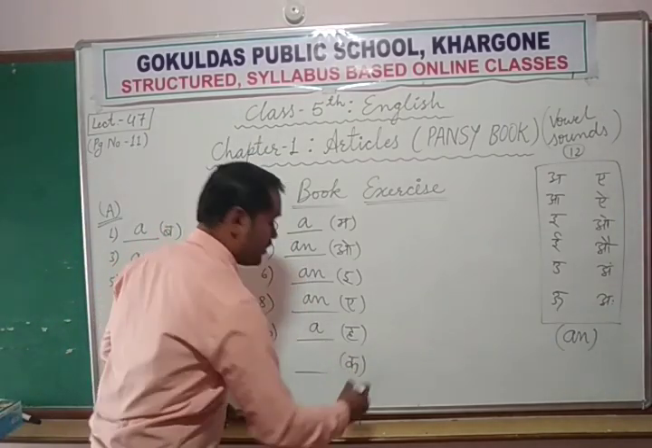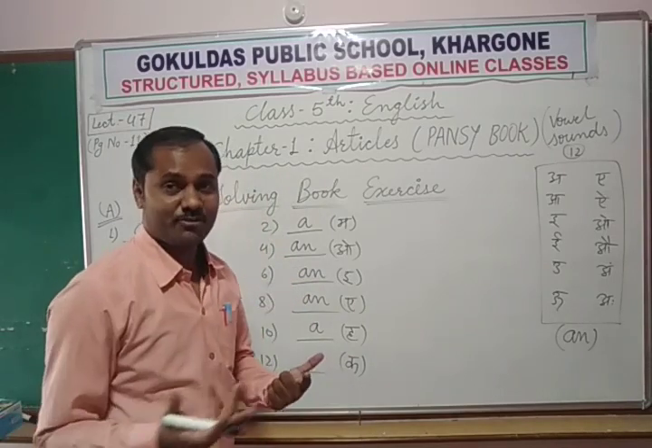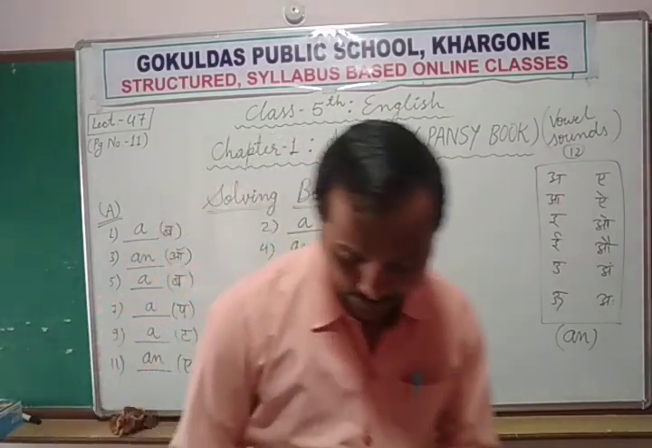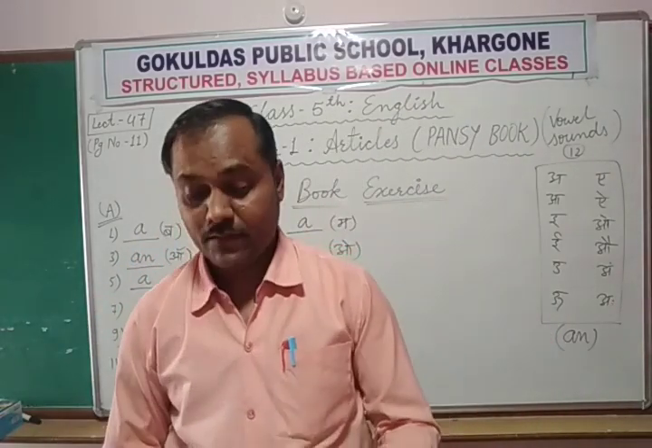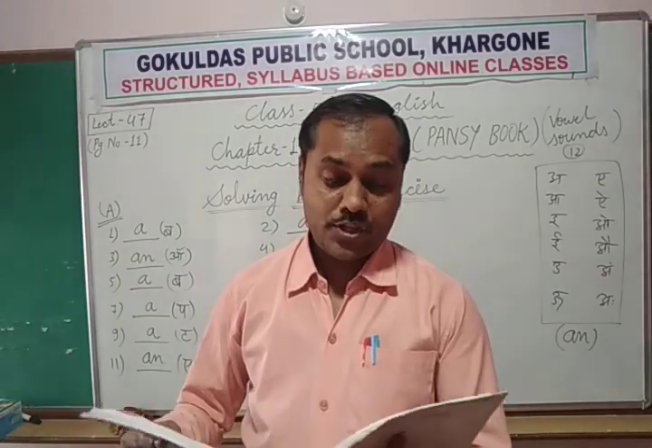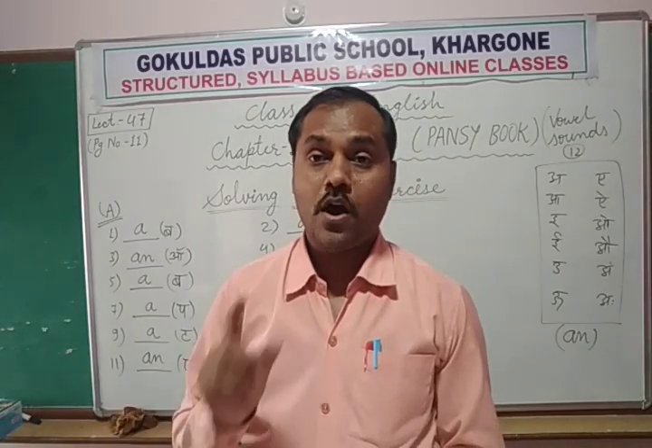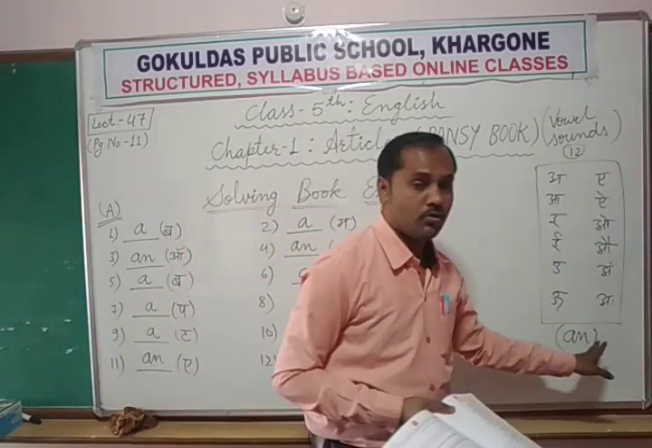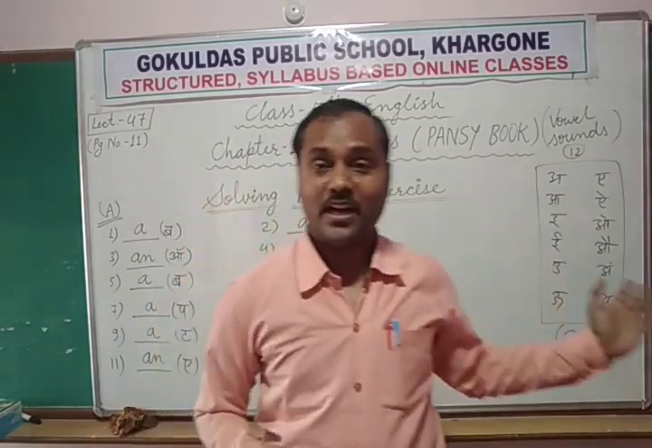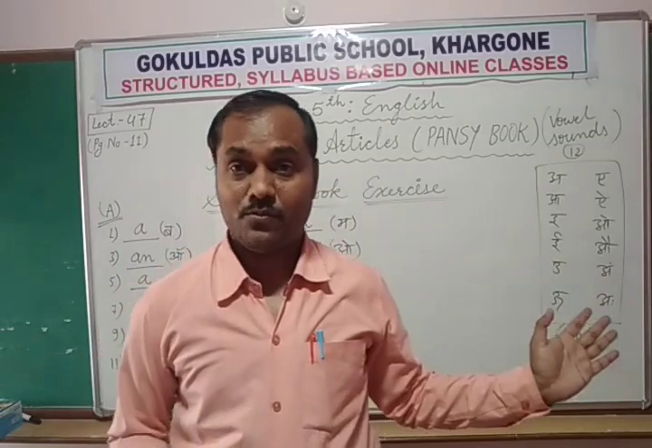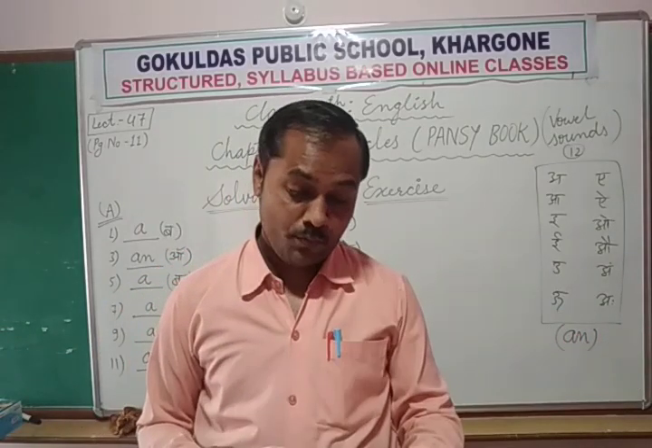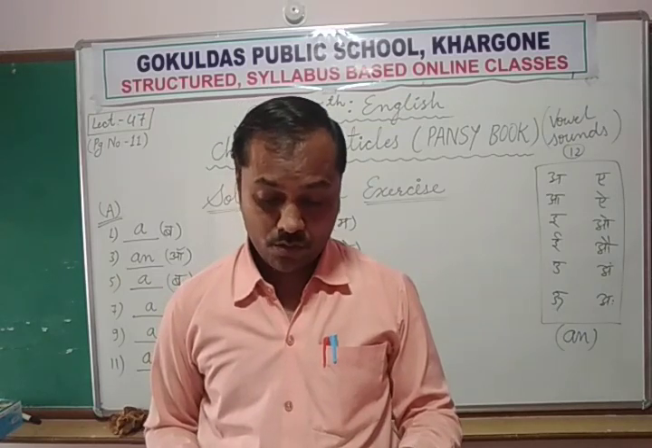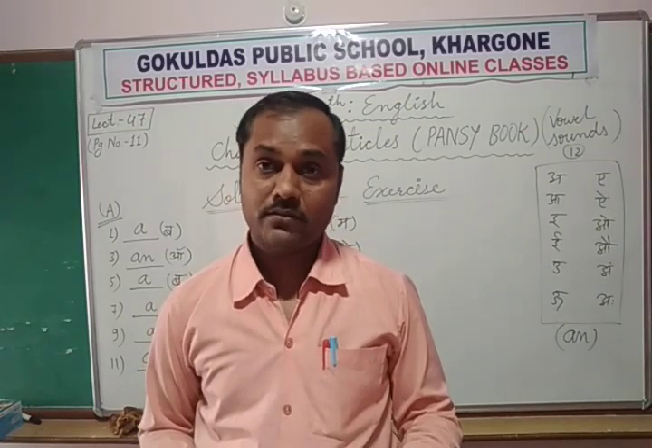And next, number 12 is committee. Committee starts with K. K is a consonant sound. So that's why a committee. Just like that, number 13, one man show. W sound. The sound is starting with W. W doesn't belong to this group, which means it belongs to the other group, the consonant group. So a one rupee note, a one man show.